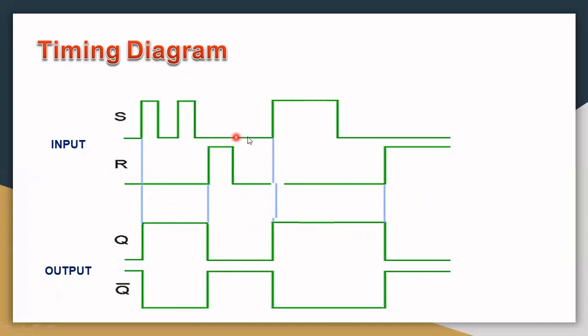So as time goes on, when I am giving S high, our output again changes to high state and Q dash changes to low state. This is all about the timing diagram of the SR flip-flop.